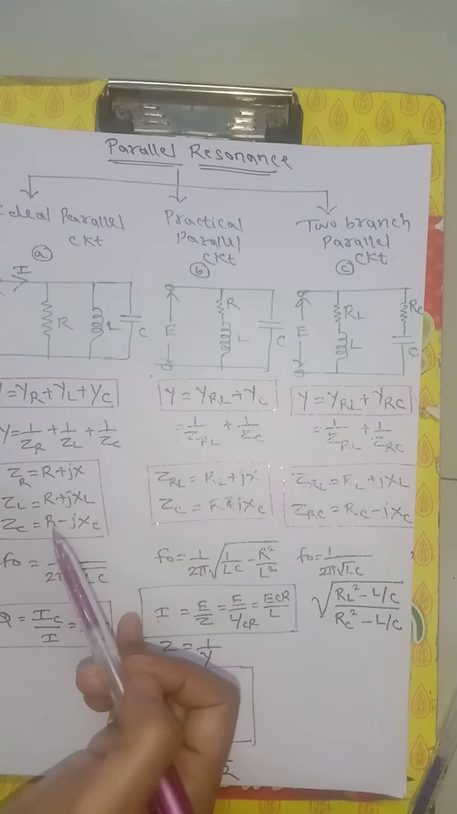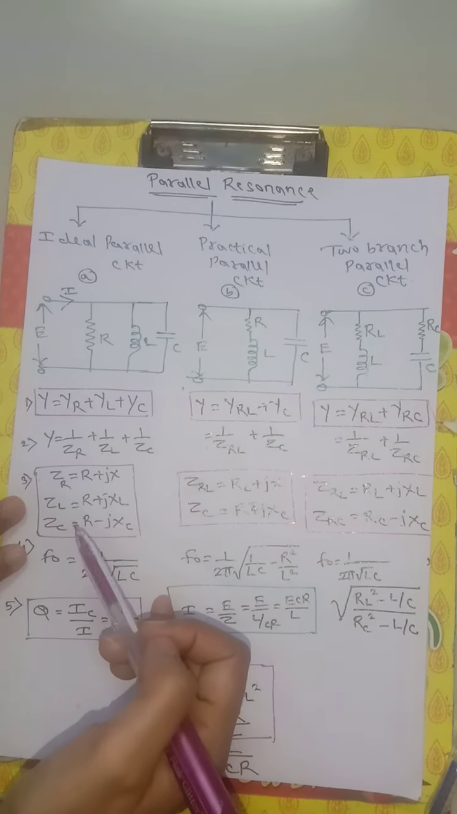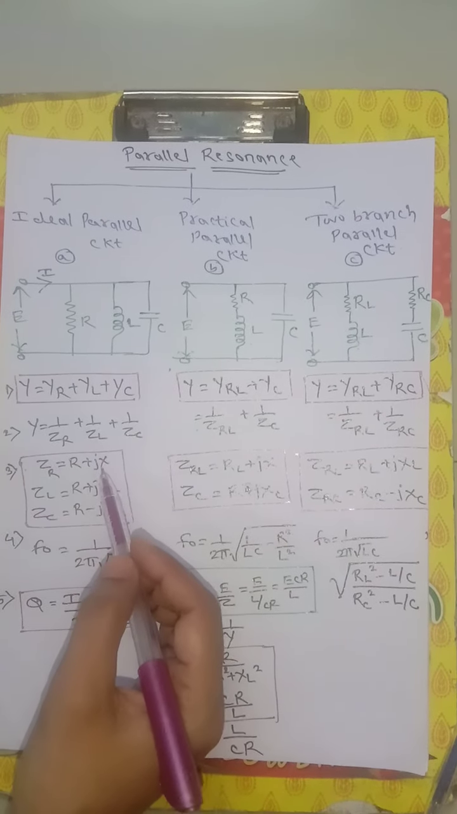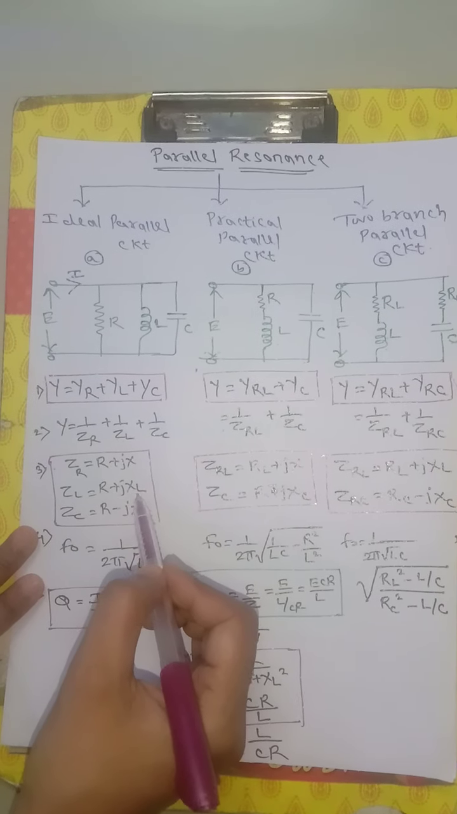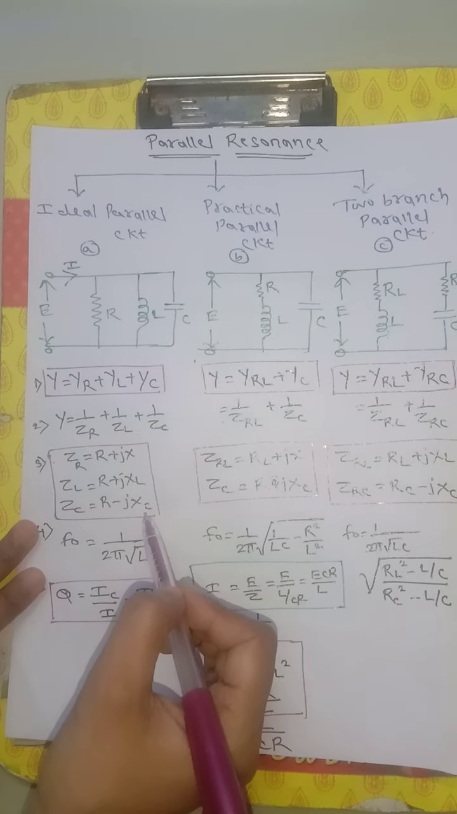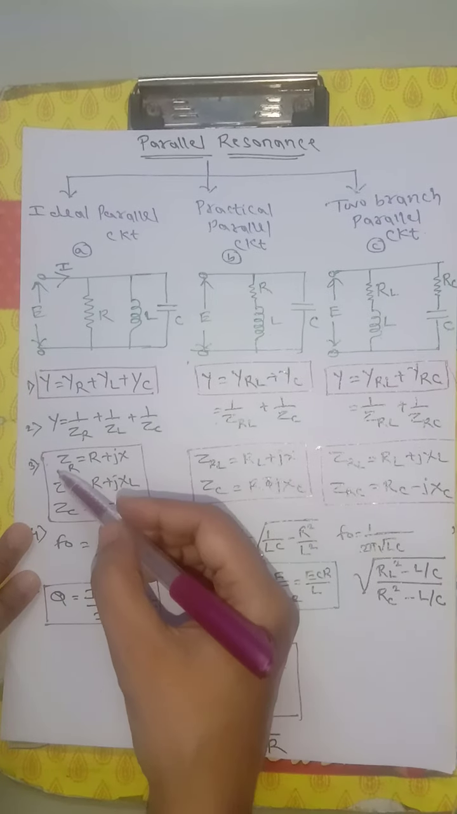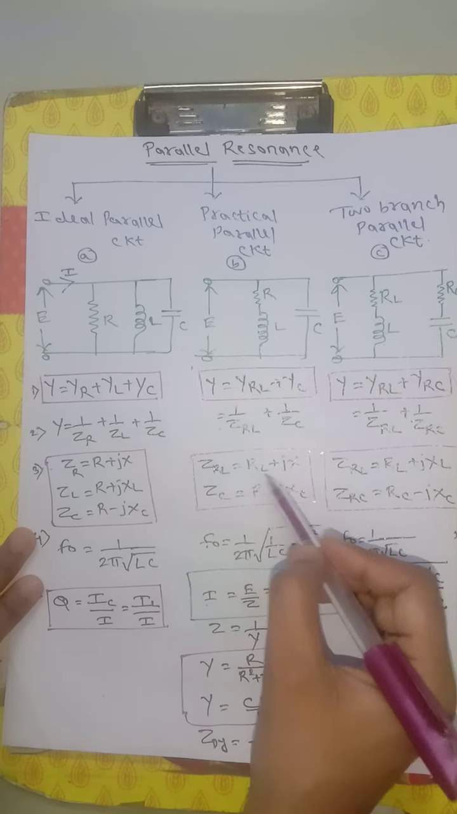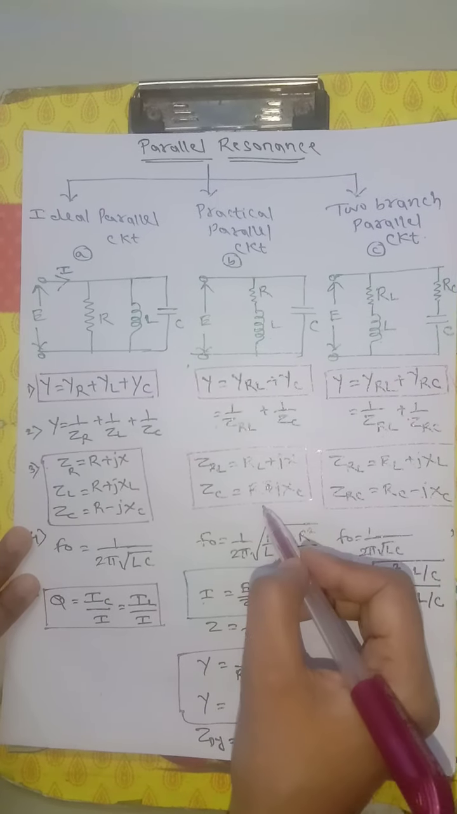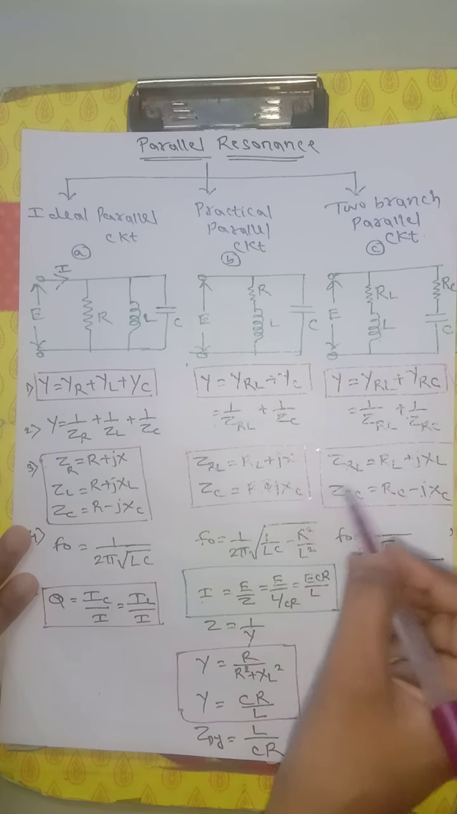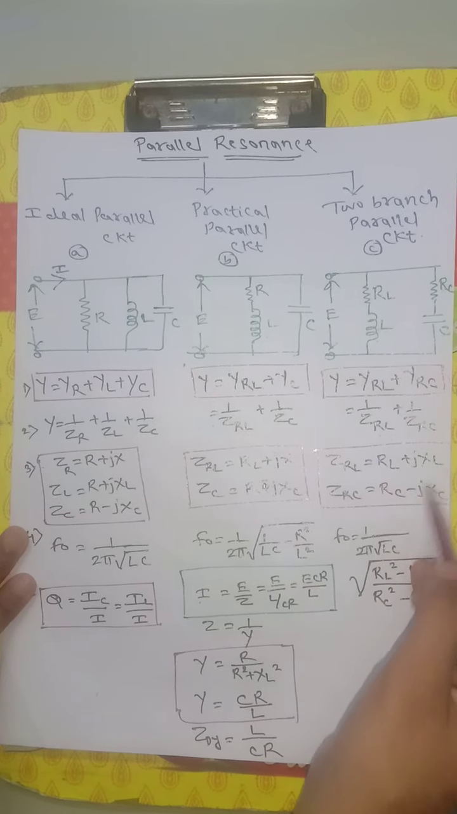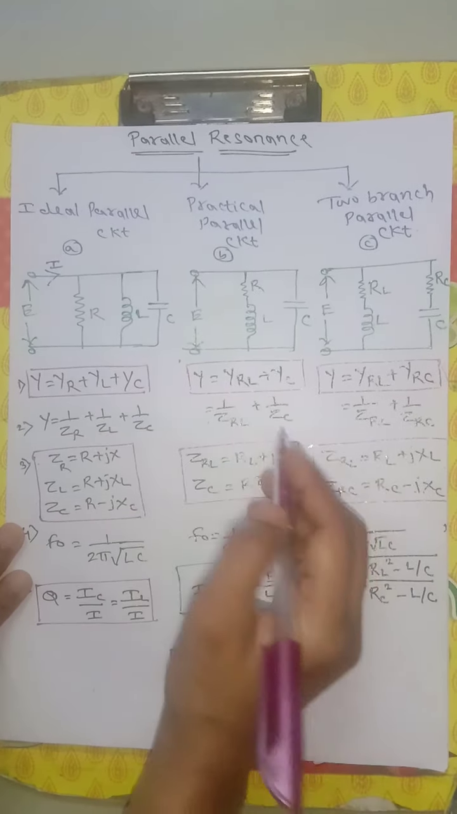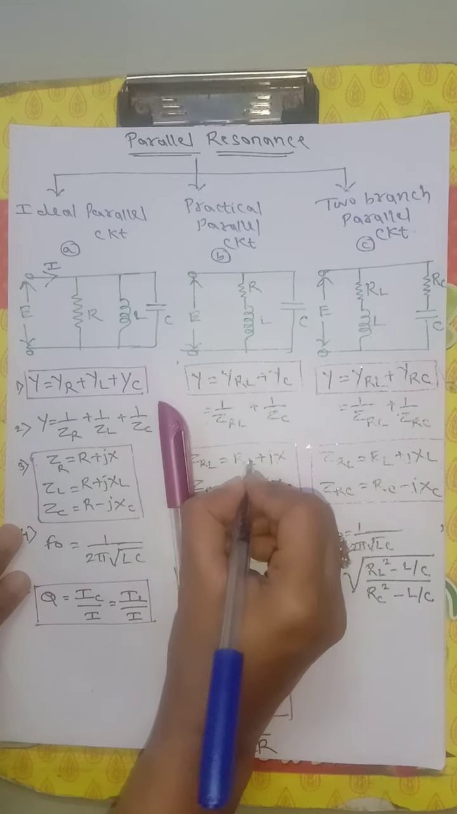We know very well in AC analysis the impedance has a real and an imaginary part: Z is equal to R plus jX, where X is the reactance. Here XL is the inductive reactance and here XC is the capacitive reactance. Likewise you can calculate the impedance of each component. For the RL branch, Z is R plus jXL, and for the RC branch, R minus jXC. Here you can take the total R instead of RL.